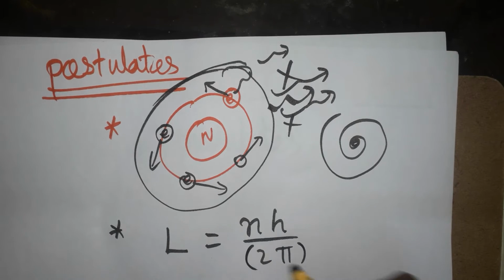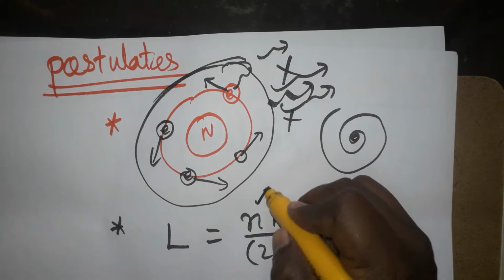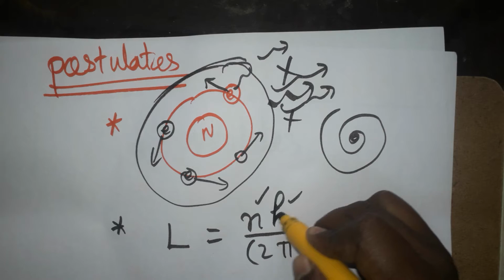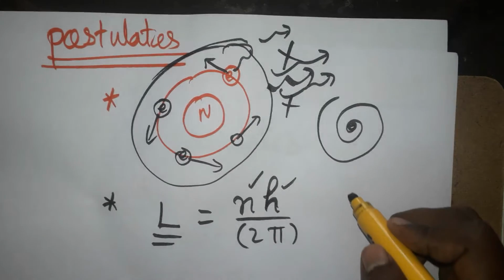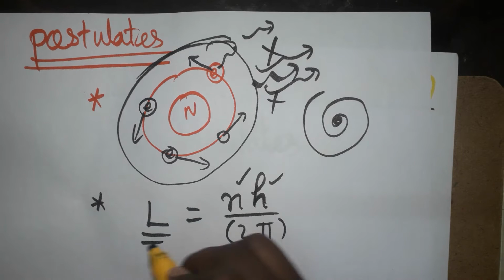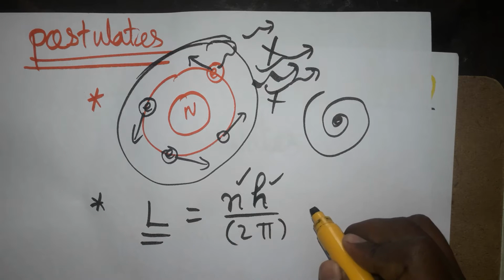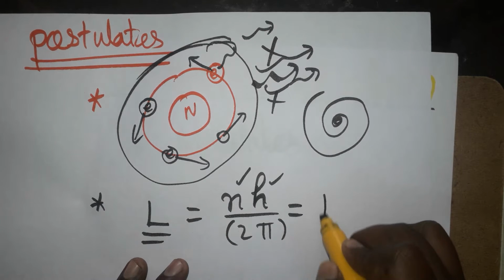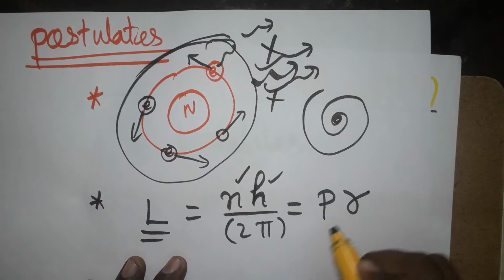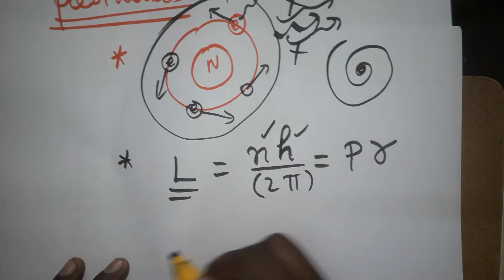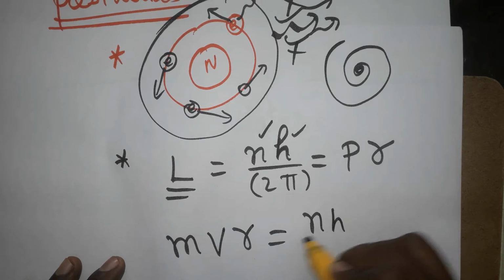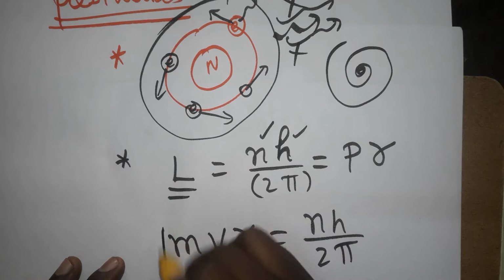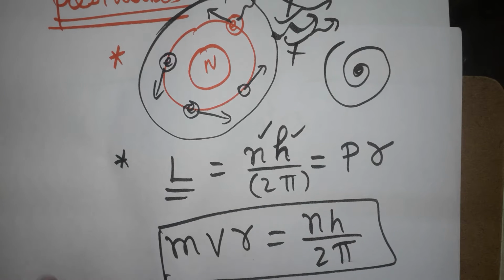Already we know 2 pi is the angle of rotation, n is the number of the orbit, and h is the Planck constant. When the electron is moving in a circular orbit, the angular momentum is equal to n h divided by 2 pi. Angular momentum is equal to linear momentum times the radius, and linear momentum is mass times velocity. So m v r is equal to n h divided by 2 pi. This is called the second postulate of Bohr's theory.